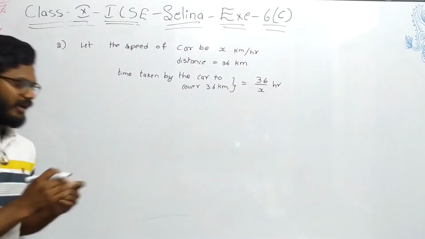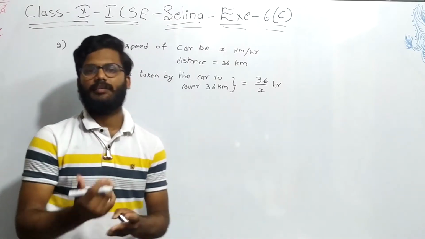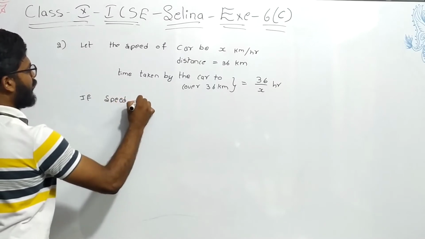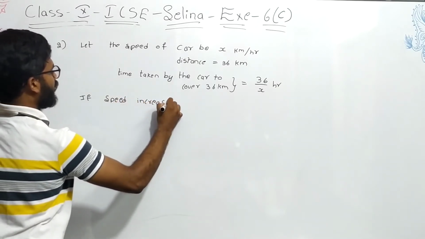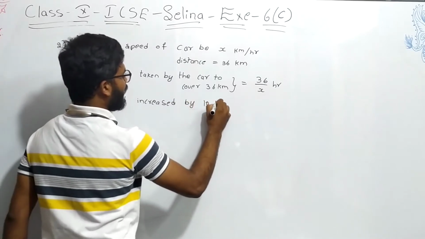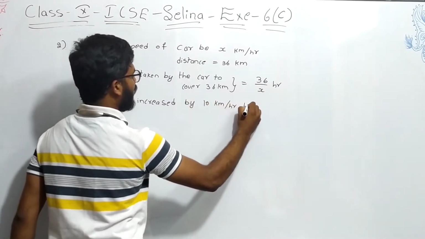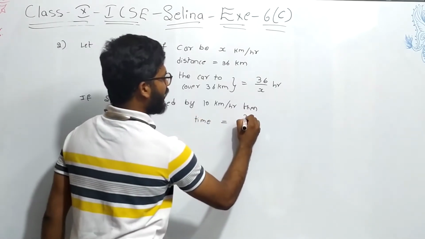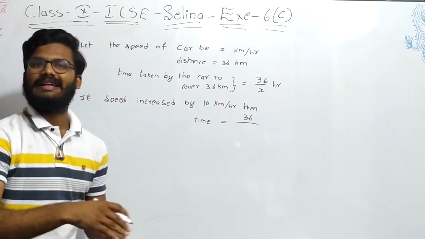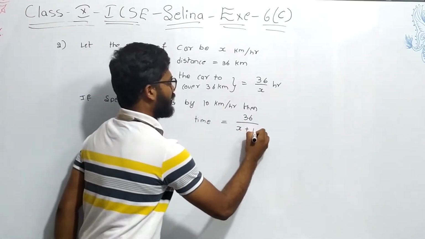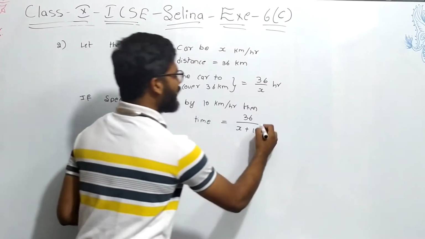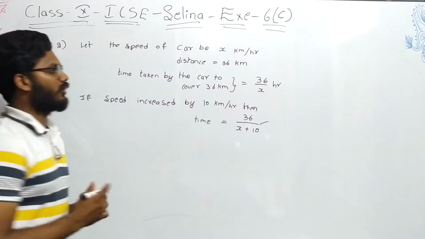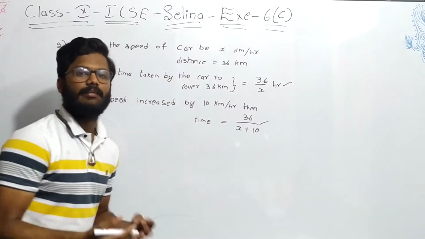And what they are telling, if the speed is increased by 10 kilometers per hour, then time is equal to how much? 36 by how much speed now? Now speed is increased by 10, right? So it is x plus 10. And what they are telling, if the speed is increased, then it saves 18 minutes, right? 18 minutes less. So the difference between these two is 18 minutes.